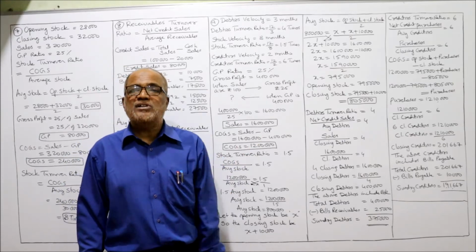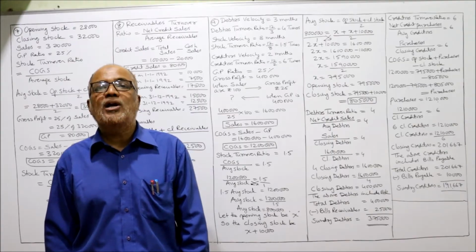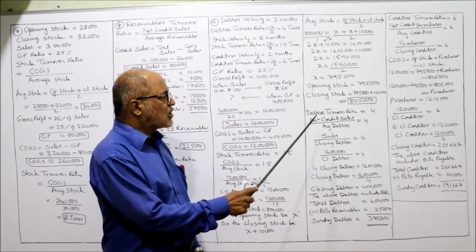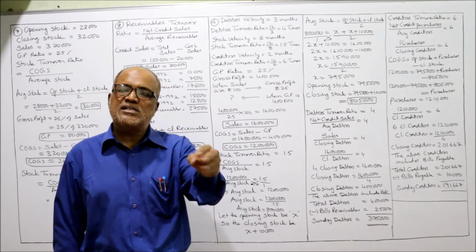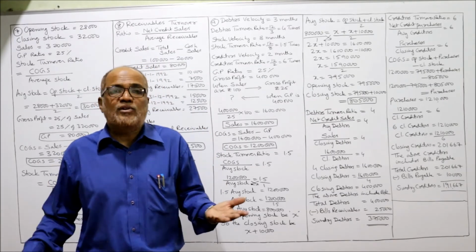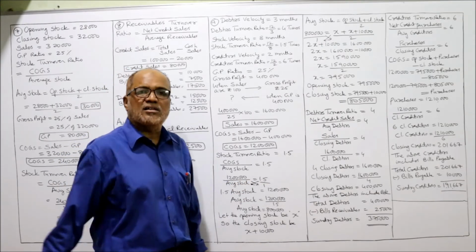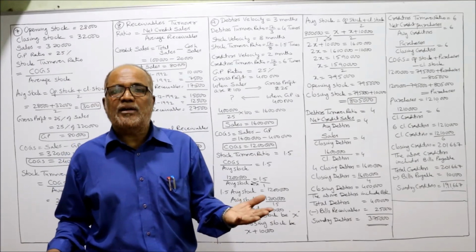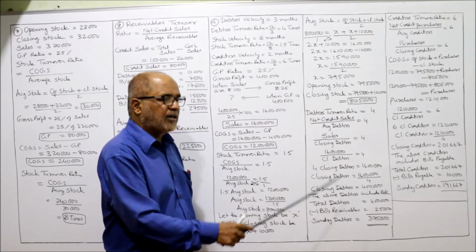But I told you in the previous video, if we don't have sufficient information, we can use an alternative, emergency formula. Instead of net credit sales, we simply take sales, assuming that all sales are credit sales, no cash sales. That is our assumption, because we don't have information. Average debtors can be calculated when we have opening debtors, but we don't have opening debtors. So instead of average debtors, we can take closing debtors in the denominator.